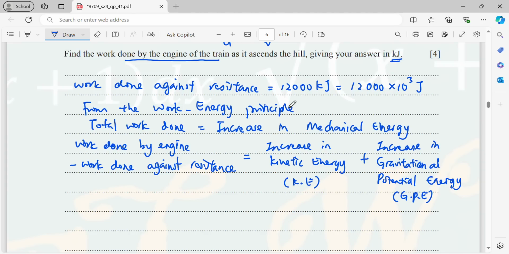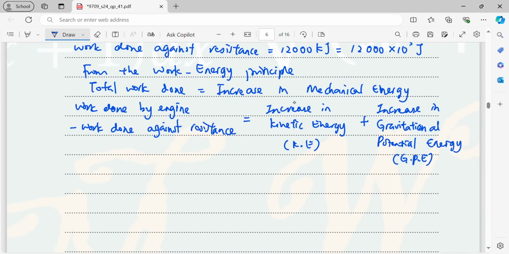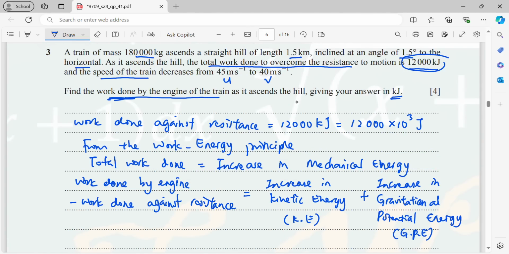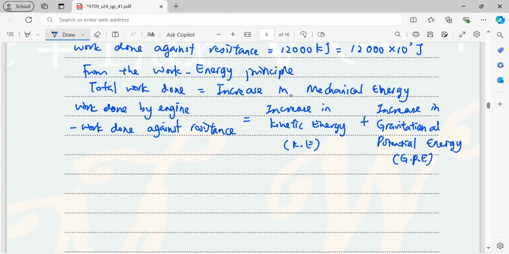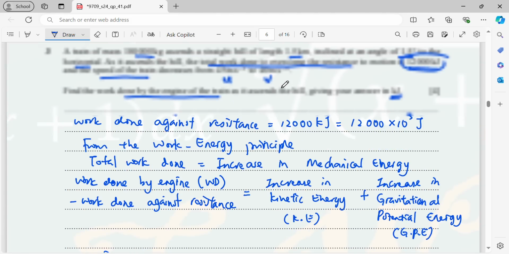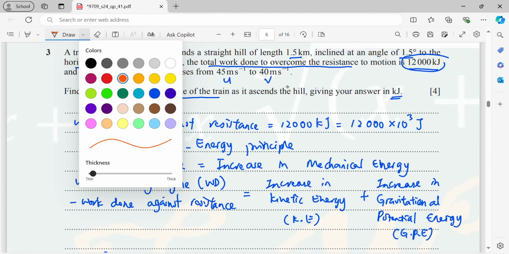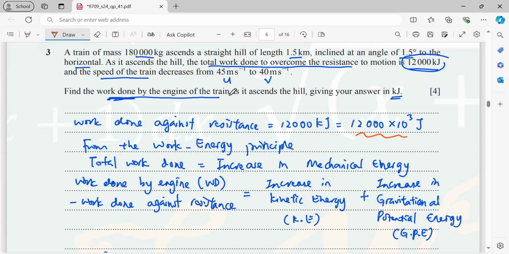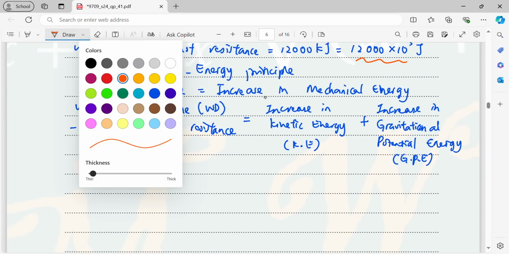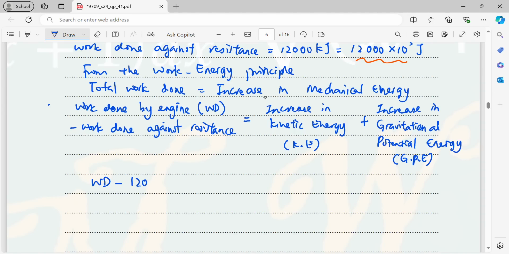Alright, so to solve this, work done by engine, we are not sure. That is what we need to calculate. So probably I just let it be WD, right? So that means now WD minus work done against resistance is given, which is this value. So 12,000 times 10 power 3. Okay, increase in kinetic energy.